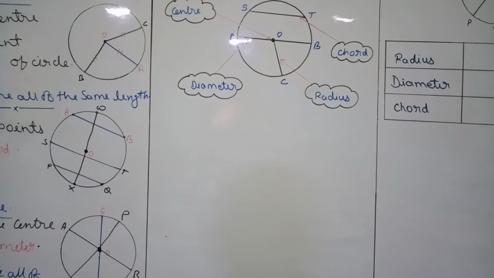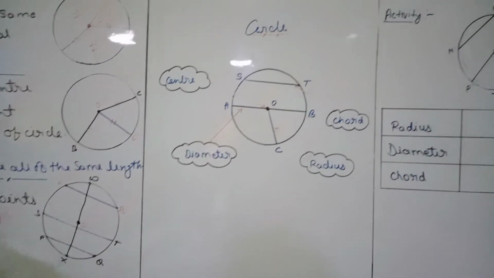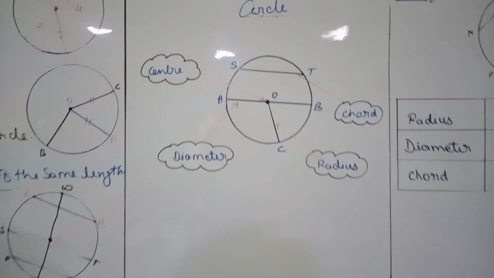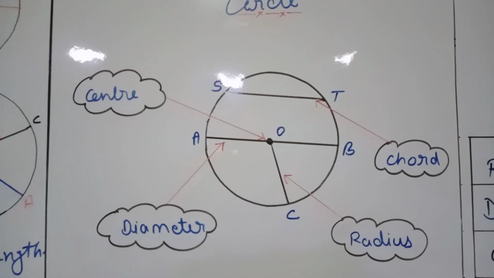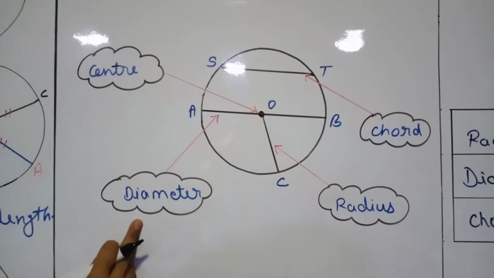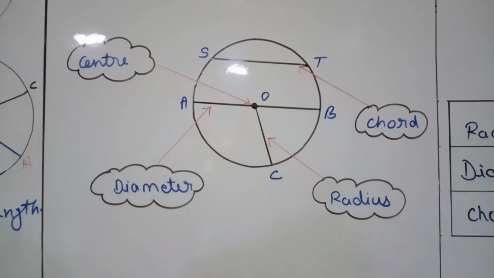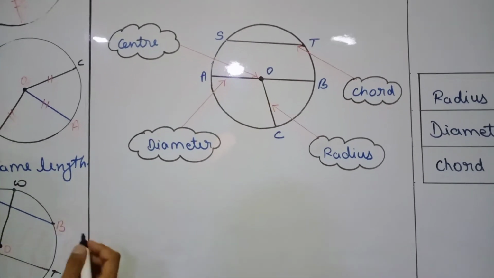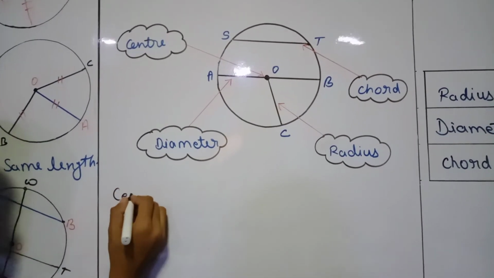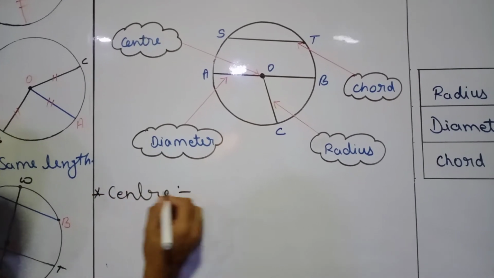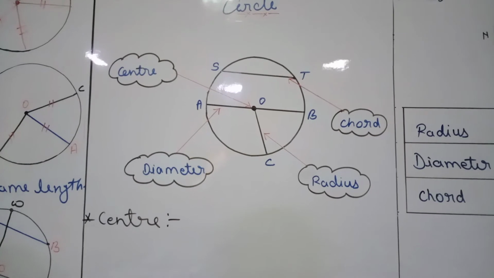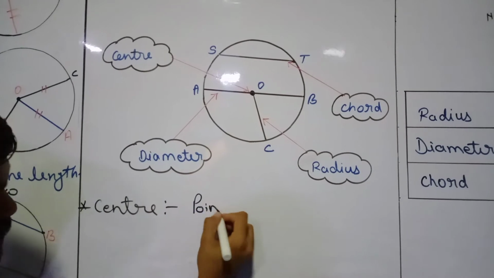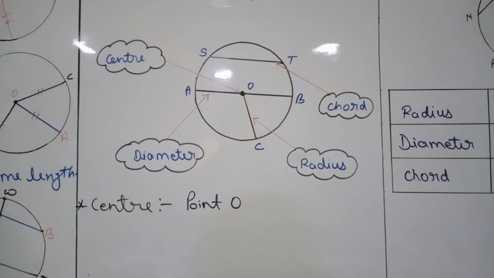Here you can see we have a diagram of circle. In that you are able to see the various 4 parts what we learned now: center, diameter, radius, chord. So if we have this way, and we have a few letters on the circle. Suppose we want to write the name of the center. So what is the center of this circle in this diagram? That is point O. This way we have to write.